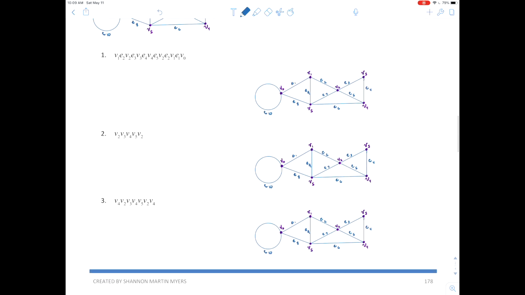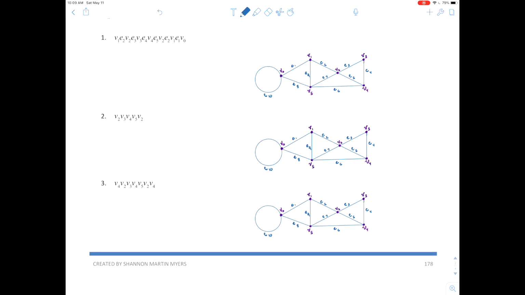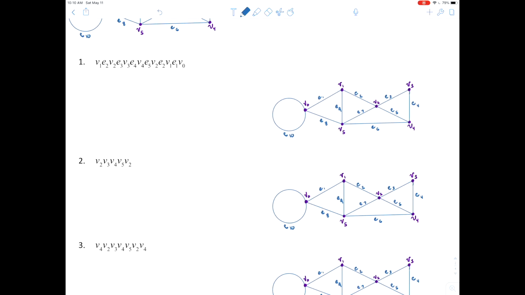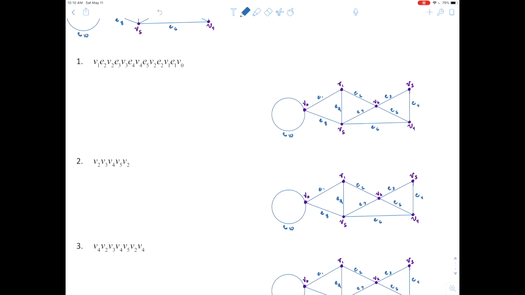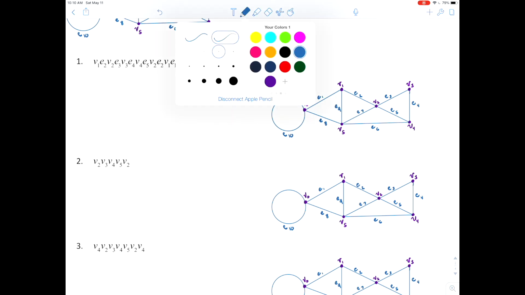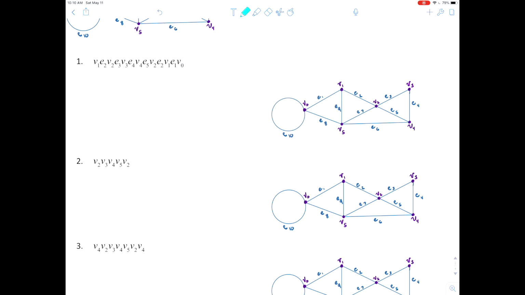I actually redid this where you've got the graph for each part of the problem, and that way you can trace each one. So here we go. Let's check out this one. And I'll go ahead and do this, I guess, in highlight color. Okay, so we've got V1, E2, V2. So V1 is where it starts, okay? E2, V2, and then where does it go?